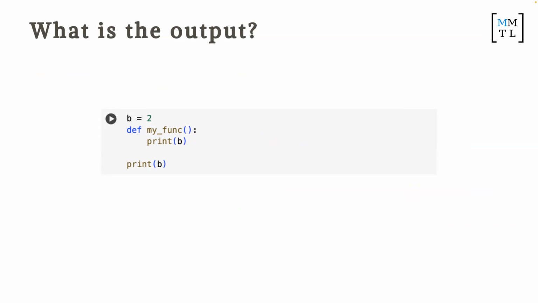Two is actually 2 and 2. Oh, wait, it's just 2, sorry, because we never called myfunc. Okay, I fell into my own trap. Yeah, so this function never gets executed, right? Because we never called it. So yeah, it's just 2.